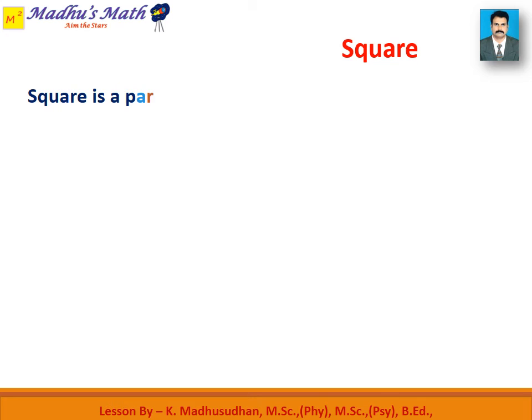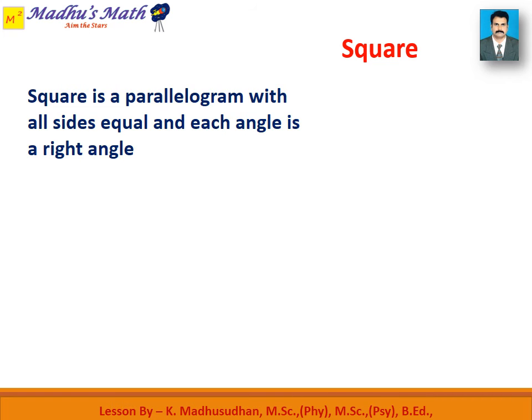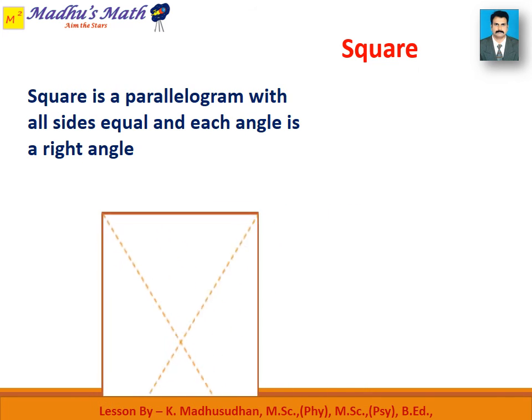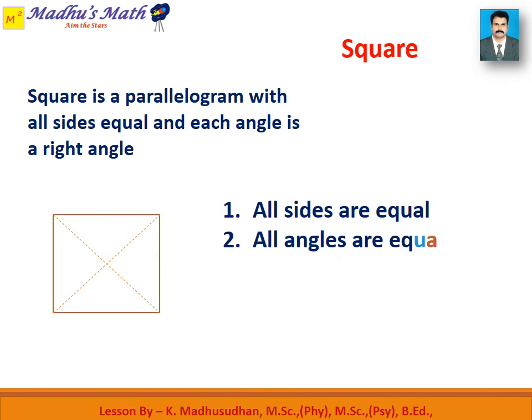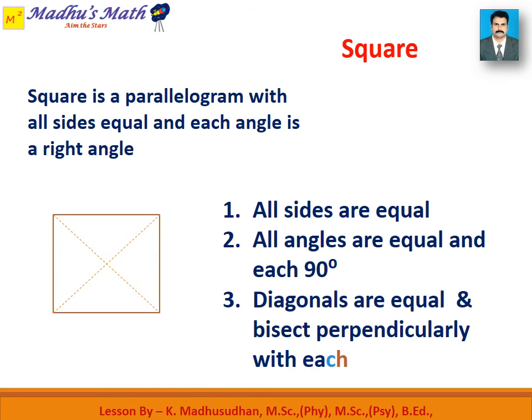The next and the best quadrilateral, as we always know, is the square. A square is a parallelogram in which all sides are equal and each angle is a right angle. So it follows all the properties. That means in a square, all sides are equal, all angles are equal, each angle is 90 degrees, diagonals are equal, and they bisect each other perpendicularly.